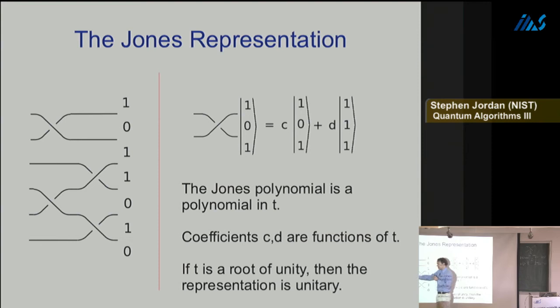So we're not actually picking individual strings. We're just saying we want to know how this thing acts on the space, the formal span of all these strings. And that's our unitary.